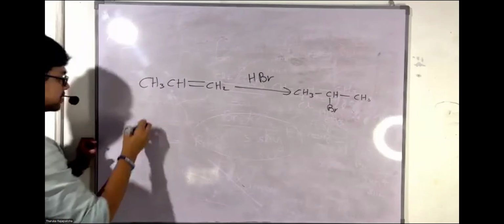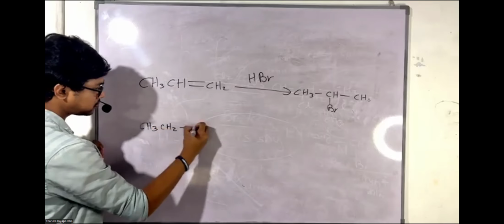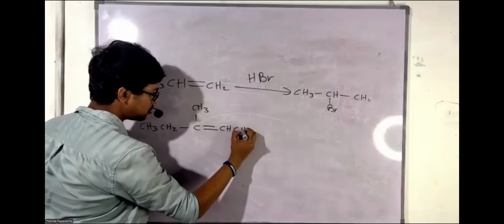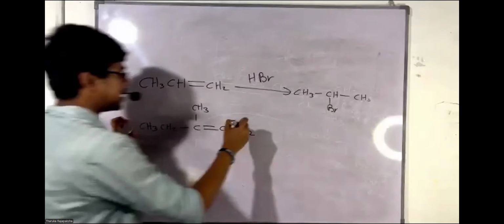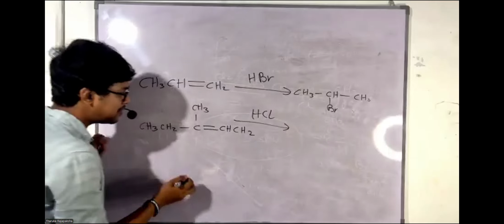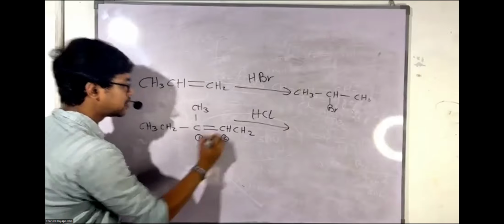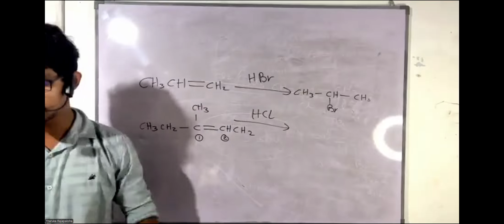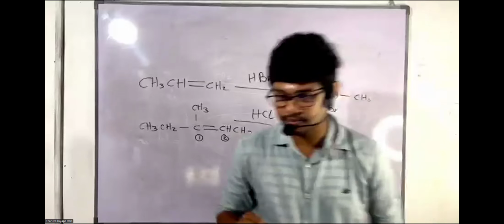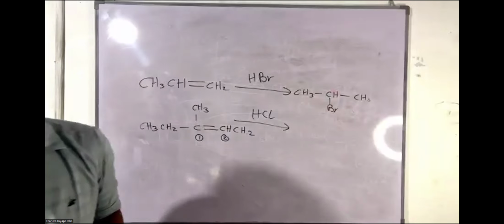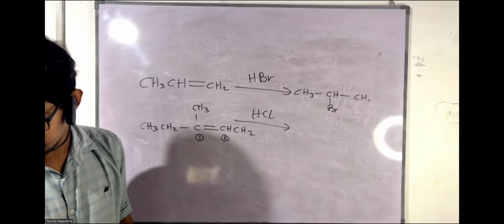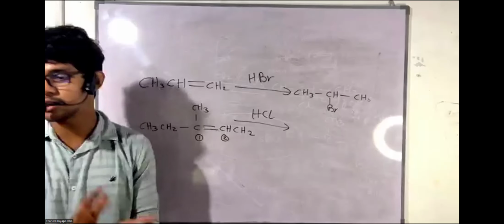Now for example, let's say we have this compound CH3, CH2, CH3, double bond CH, CH2. Now when you add, let's say HCl this time, where does the chlorine attach? Carbon number 1 or carbon number 2? Tell me. Drop a message. To which place does the chlorine attach? Carbon number 1 or 2? Come on, everyone. Quickly.